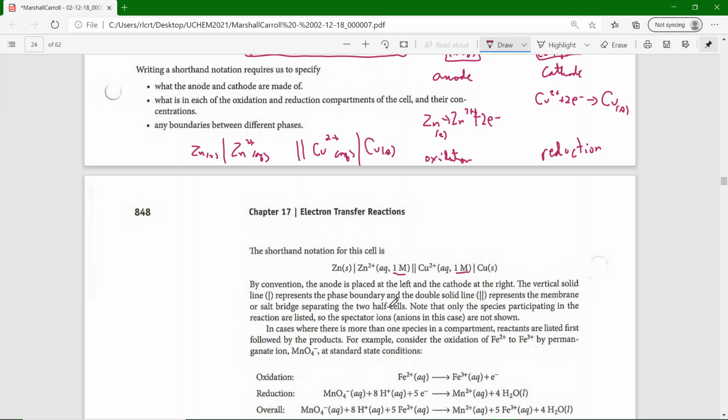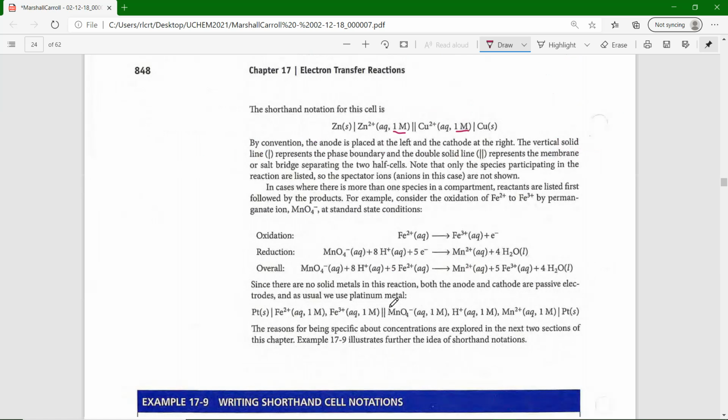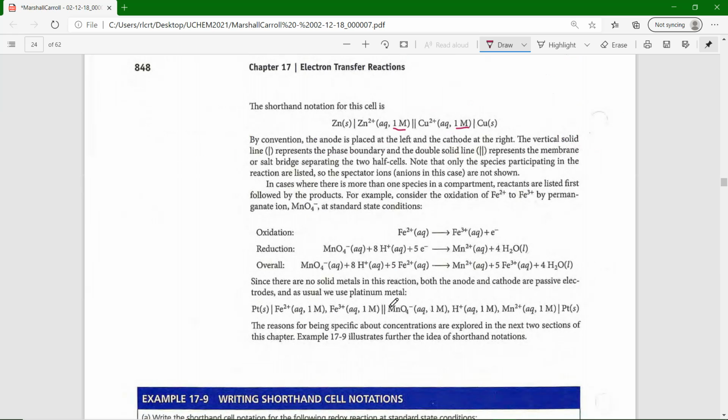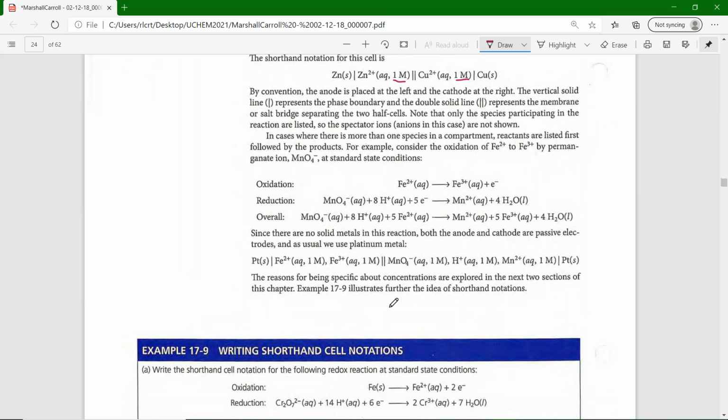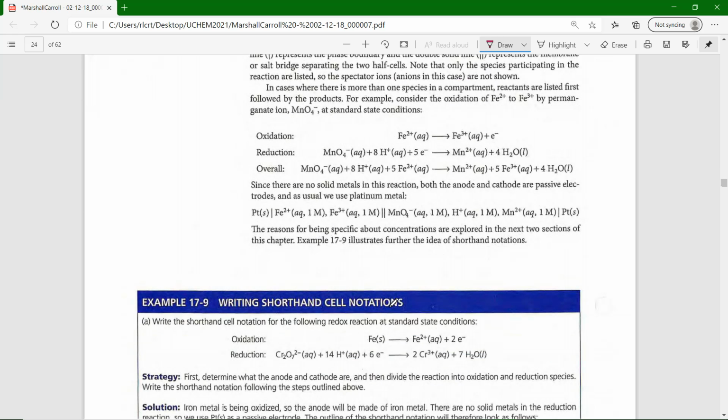If there's more than one species in the same phase, you put the reactants first, then the products, and you separate them by commas. So here we have iron is oxidized. MnO4- is a great oxidizing agent, causes iron to be oxidized, and it is reduced. So then you have this overall process.